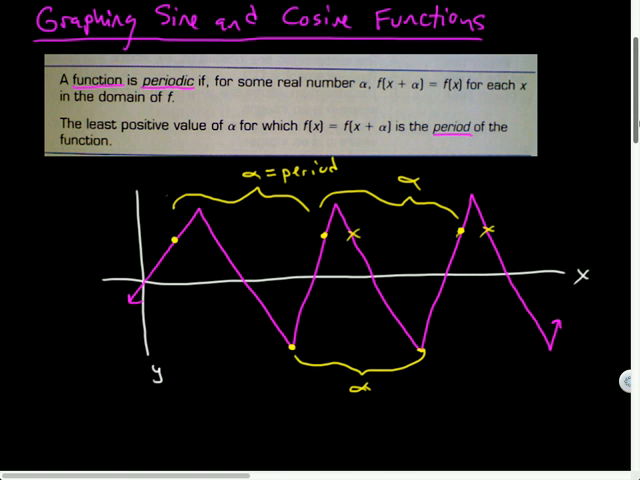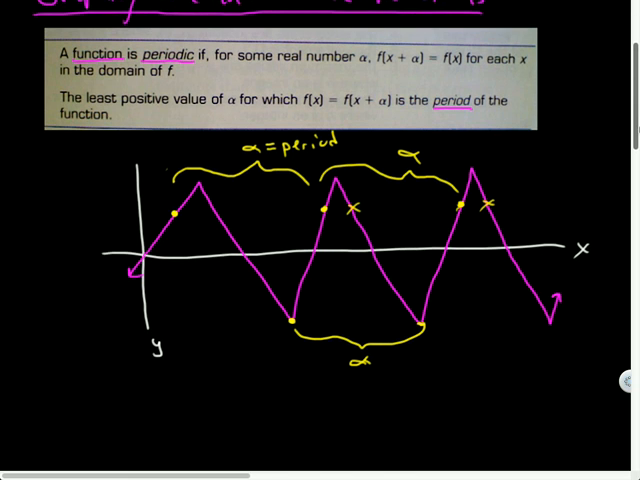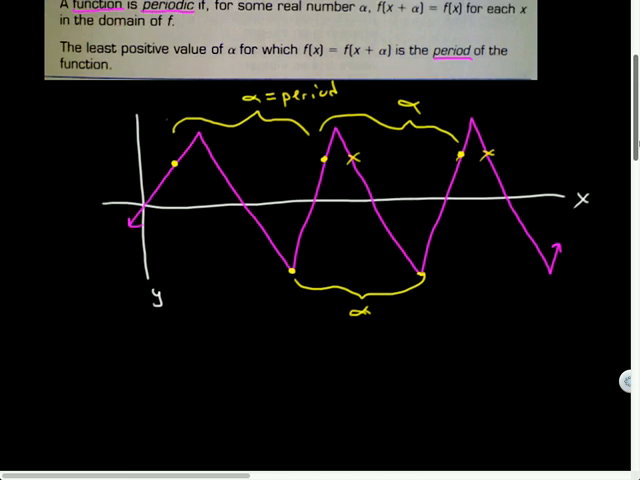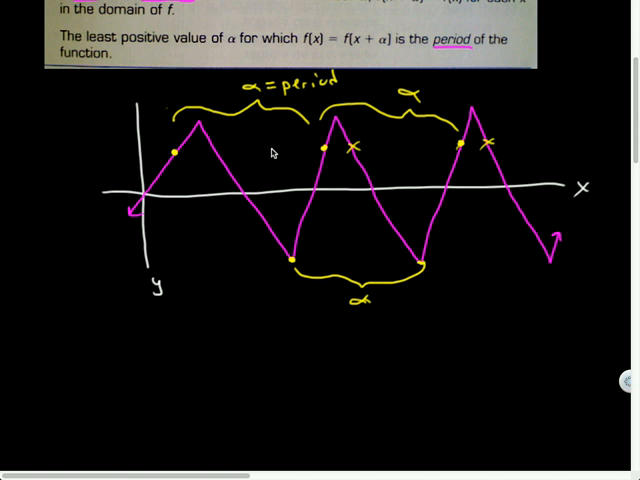Okay, so this is an example of a periodic function. All right. So this is the idea of a periodic function. It's horizontally repeated, and the period is the smallest distance between those repetitions.